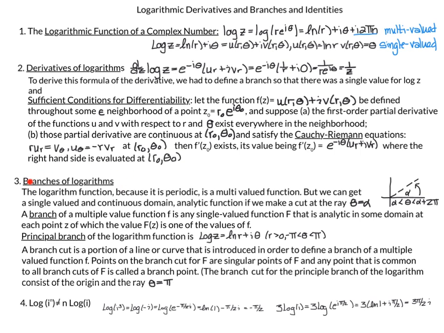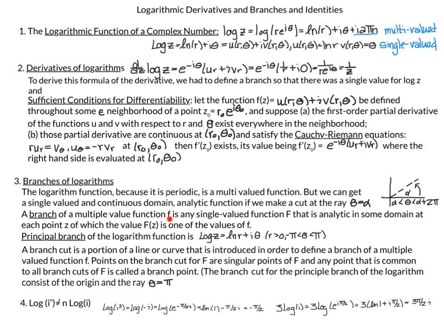Then we looked further into this idea of branches of the logarithm, and again we have these because the logarithm, because it's periodic, is a multi-valued function. But we can get a single value in a continuous domain and an analytic function if we make a cut at the ray theta equals alpha. So in this example, here's our ray theta equals alpha in a dotted line, and what we then say is that the theta we consider is going to be between alpha and alpha plus 2 pi. So from alpha all the way around to alpha plus 2 pi.